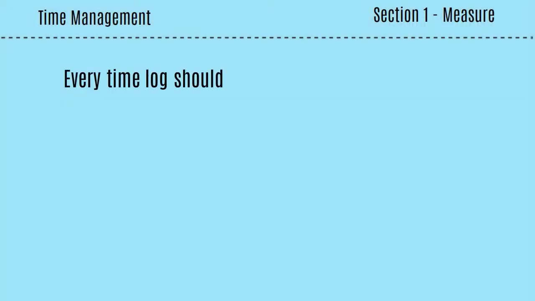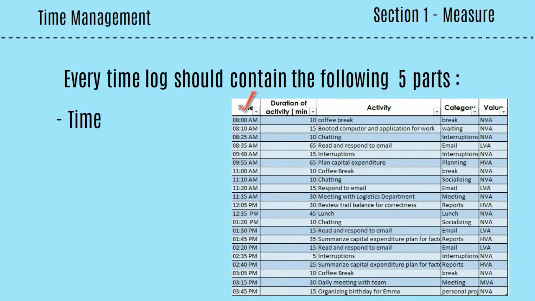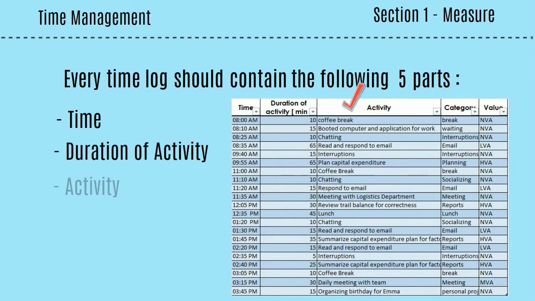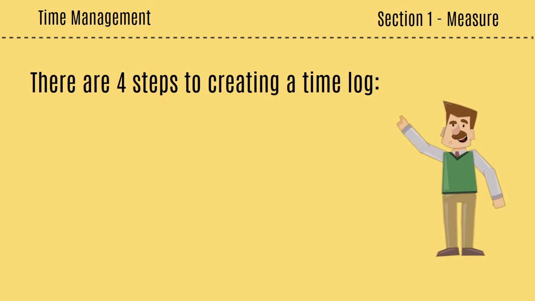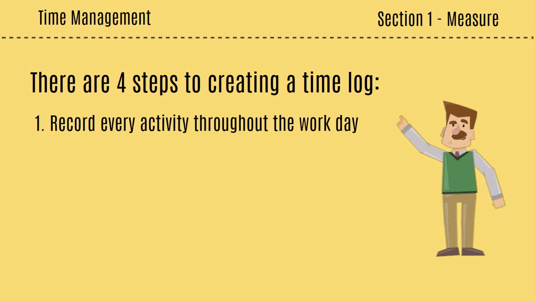Every time log should contain the following 5 parts: time, duration of activity, activity, category, and value. There are 4 steps to creating a time log. Number 1. Record every activity throughout the workday. If you do different activities in different days of the week, you need to record every activity for a week.